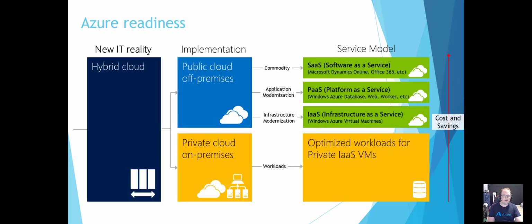Let's start with Azure readiness and some common terminology. Private cloud is when your compute infrastructure is hosted on your on-premises or a locally hosted data center. You are still responsible for the security, access, and maintenance of the compute and storage.